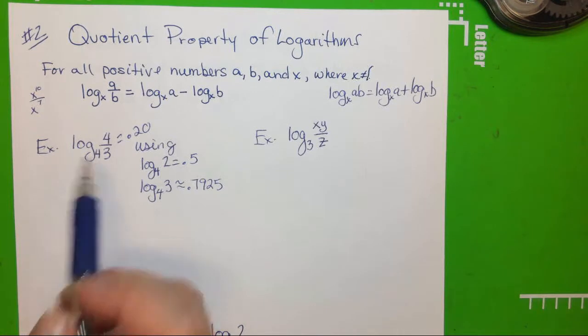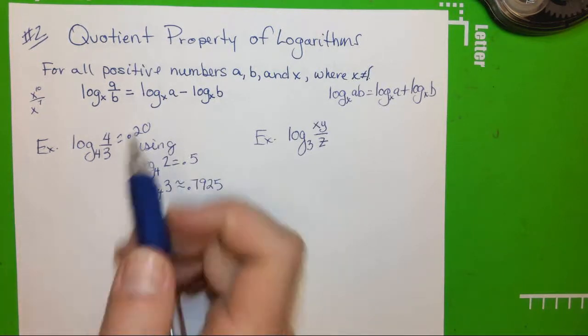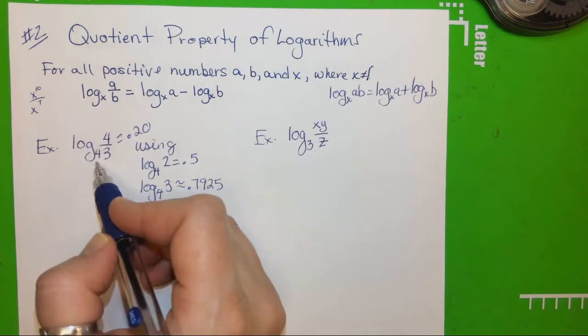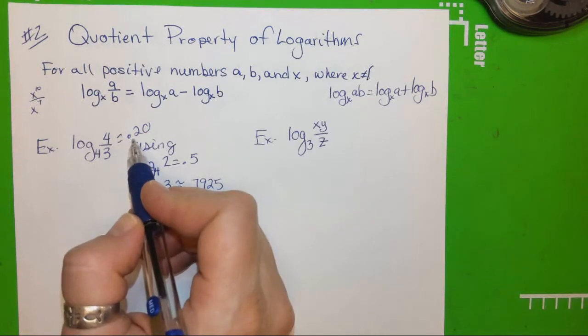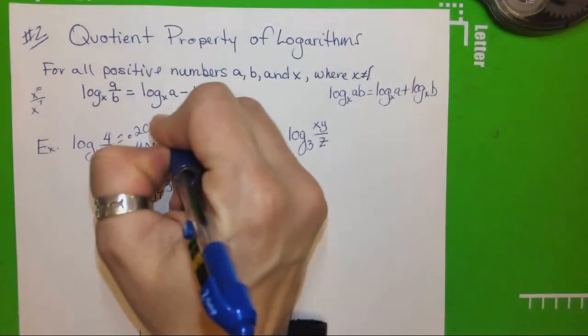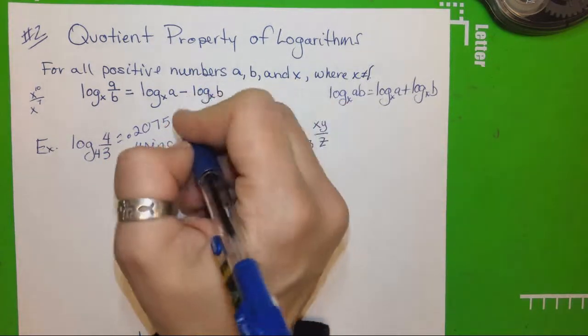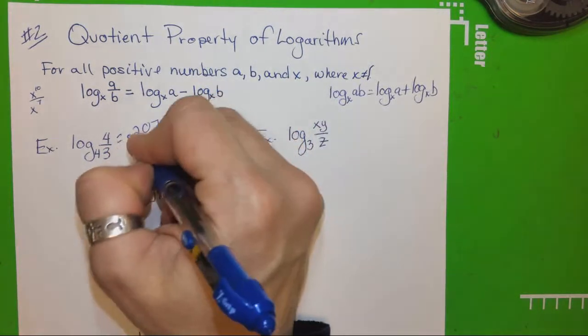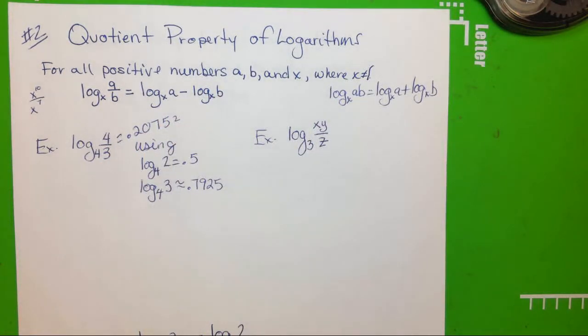Now, we're going to look at this one here. If we evaluate this as it is using a calculator, we have 0.207518 and so on. So I'm going to round it to 0.20752.